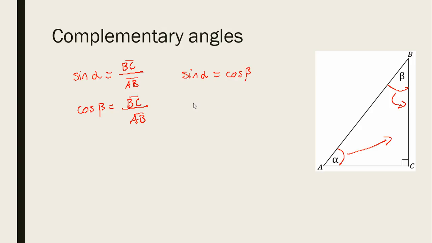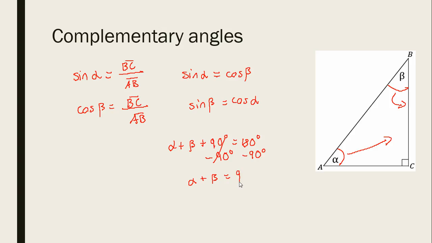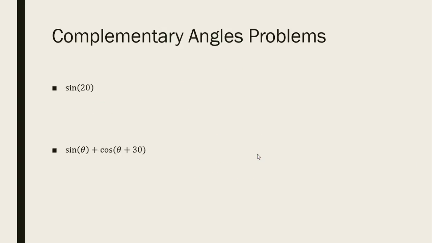Using exactly the same logic, we can also show that the sine of beta is equal to the cosine of alpha. Not only that, alpha plus beta must be equal to 90 degrees, and this is because alpha plus beta plus the right angle 90 degrees is equal to 180. And if you minus 90 from both sides, these 90s cancel, and then you're left with alpha plus beta is equal to 90 degrees. And we're going to use all this information to solve the following problems.